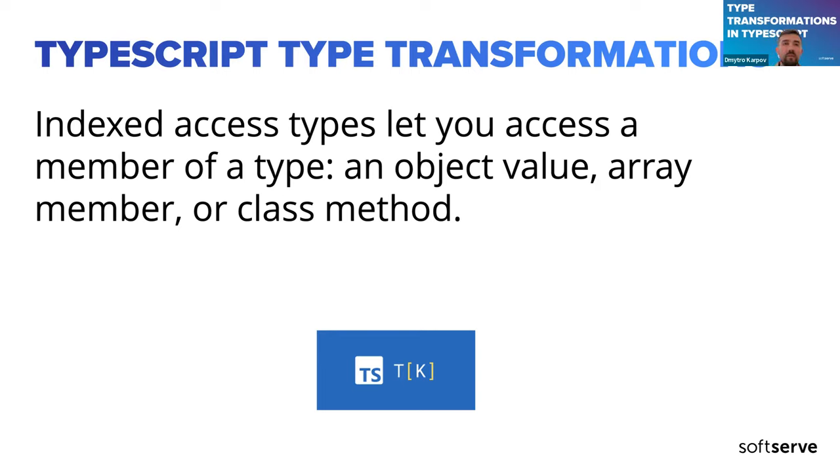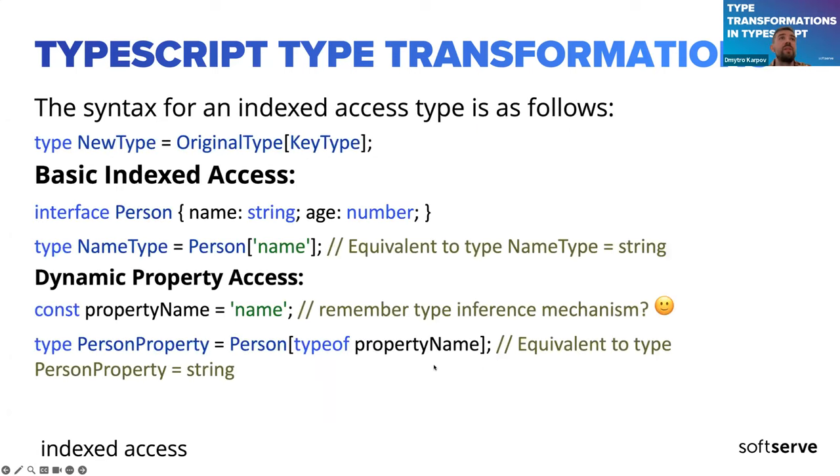And basically I put the type T in the square brackets, keyof T. And indexed access does this kind of dynamically. Let's move on, maybe see some examples, because talking about indexed accesses without an example is not that fun.